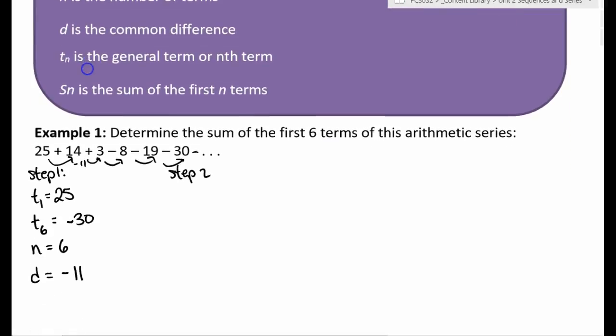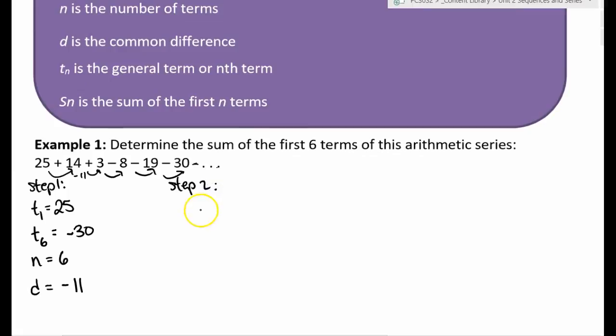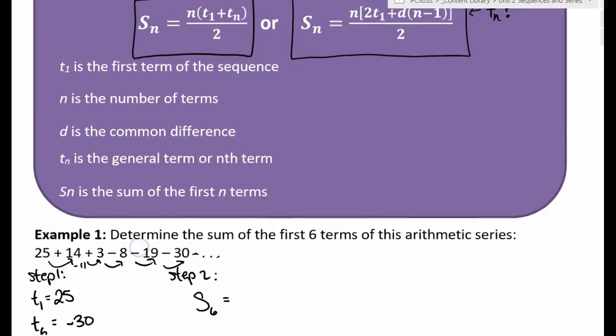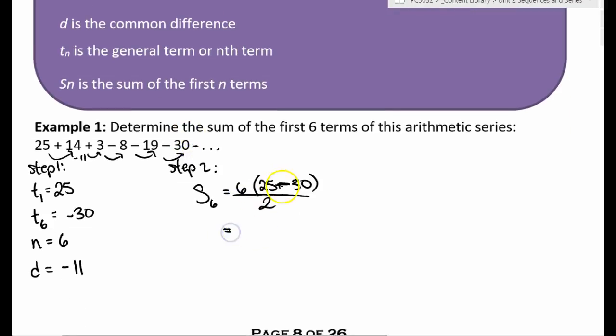So using the first formula, we've got S6 equals, and so it's n, which is 6, times term 1, 25, plus or minus 30, because it's -30 is term n, term 6, divided by 2. Given that, we've got 6 times -5 divided by 2, which is -15.